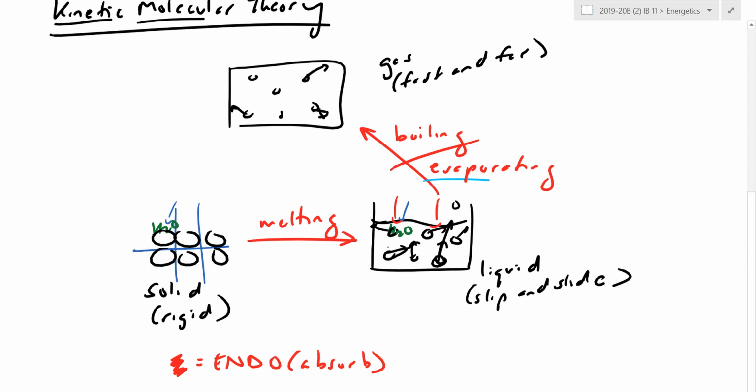For boiling, we've actually heated up enough. All the particles on average have heated up enough so that by 100 degrees for water, all the particles have enough kinetic energy to actually overcome and breach this atmospheric pressure. So that's the difference between boiling and evaporating.